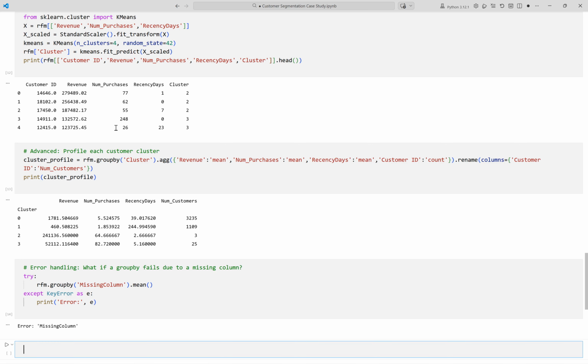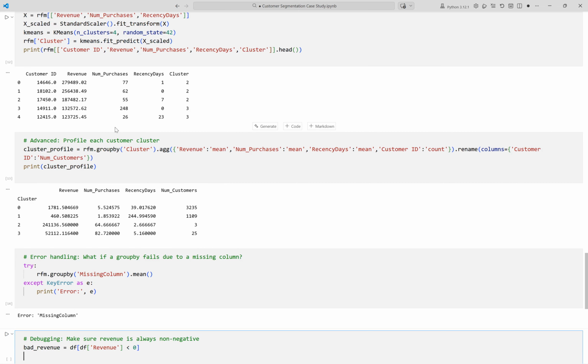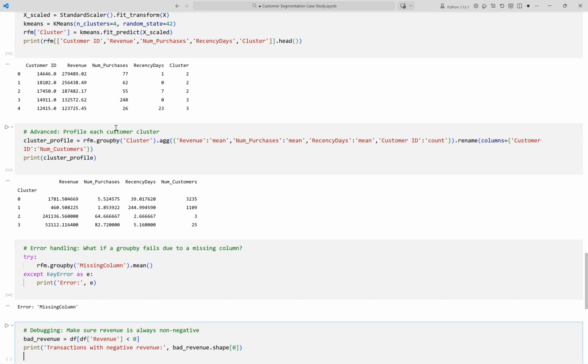It is important to check your data for errors, like negative revenue, which signals returns or mistakes. We filter the transactions to flag any with revenue less than 0. We print how many problematic transactions exist. Running the cell now.